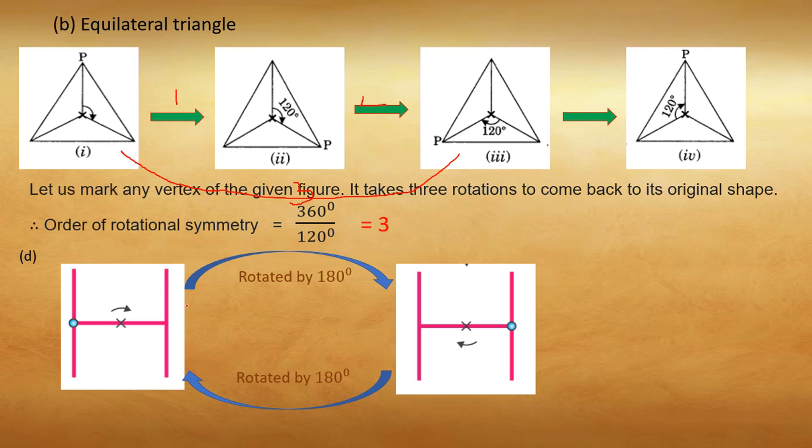So here this is the first turn, this is the second turn. By rotating 180 degrees, the figure looks the same. So here we get 180 degrees as the angle of rotation, and the order of rotation is 360 divided by 180, which becomes 2. So the order of rotation is 2 for the figure H.